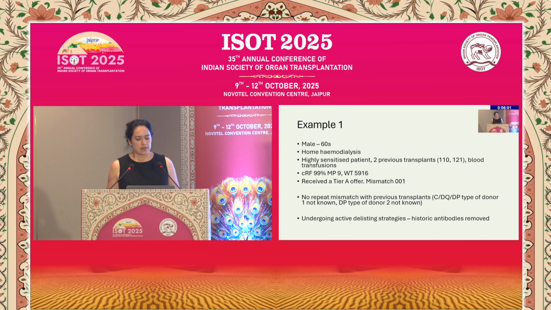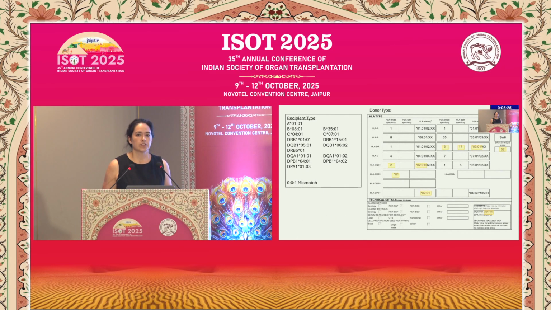Because of his wait time, he receives a priority offer on our tier A, which is the priority tier, and it's a 001 mismatch. And so that's a virtual cross-match that has been performed by NHSBT based on the information that we've provided them. We pull his file, and we can see that there's no repeat mismatches from his previous transplants, although we don't know the C, the DQ, or the DP type of donor 1, and we do not know the DP type of donor 2. Because he's a highly sensitized patient, he's been undergoing active delisting strategies, and one of the things that we did was we removed antibodies that we hadn't seen for 2 years.